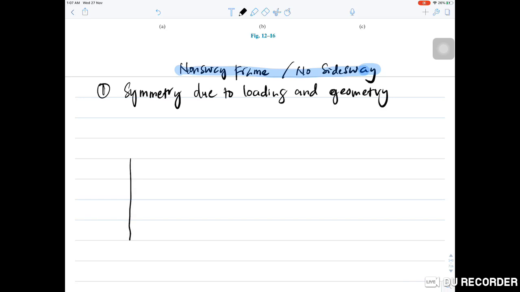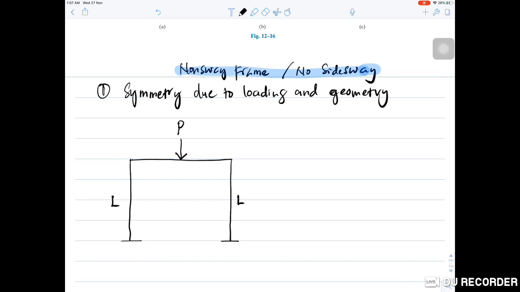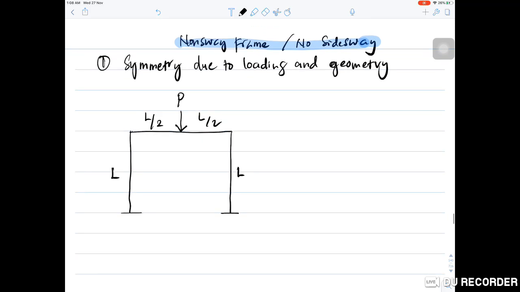For example, this is the frame. Same support, same EI, length is equal. This is L, this is also L. The frame is subjected to point load P at the center of the beam, L/2. Okay, this is symmetry. This frame is symmetry due to loading and geometry. So this is a non-sway frame.